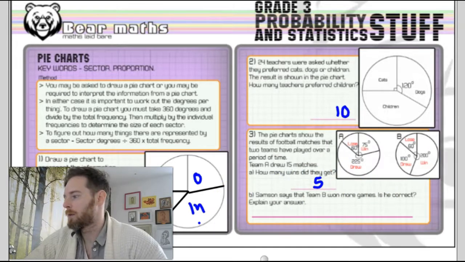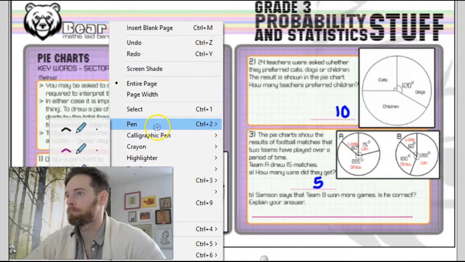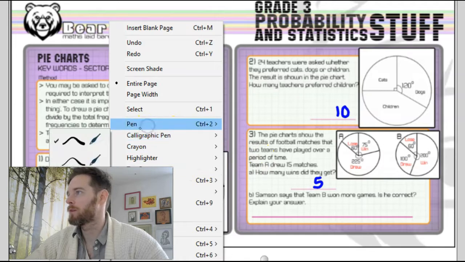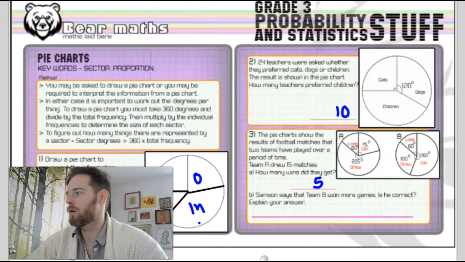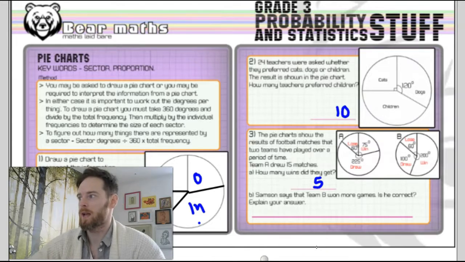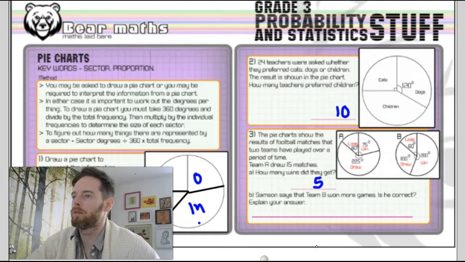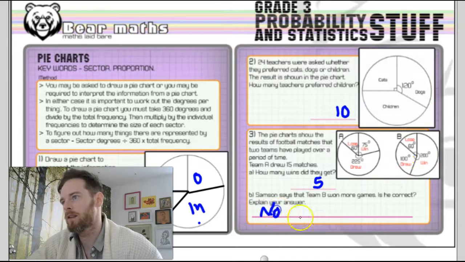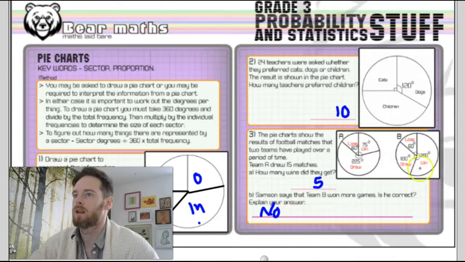Part B, we're going to answer part B. We have to say Samson says that Team B won more games. Is he correct? Well, looking at Team B's information, all we've got is the proportion of games that they've won and drawn and lost. We haven't got the actual number of games that they have won, drawn and lost. There's no information that we have there. So Samson is not correct. And we say that the pie chart represents the proportion of games won rather than the actual number.